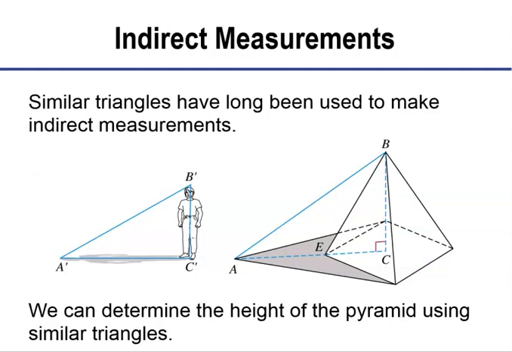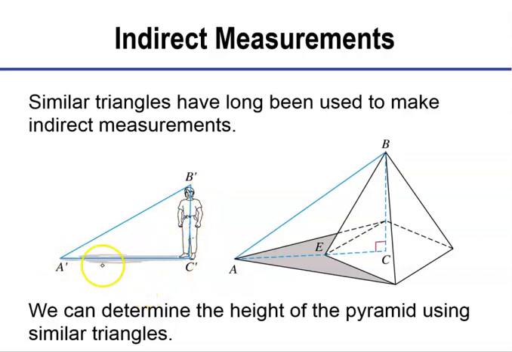It turns out similar triangles have long been used to make indirect measurements. So we can determine the height of the pyramid using similar triangles. How does this work? Well, here we go. The similar triangle is this triangle drawn. Notice we have a shadow length, so we could measure that shadow length. And we also know how tall this person is. Again, this is this person's shadow.